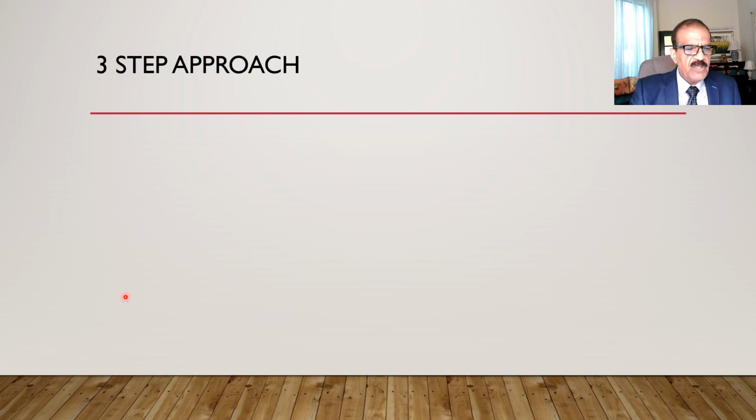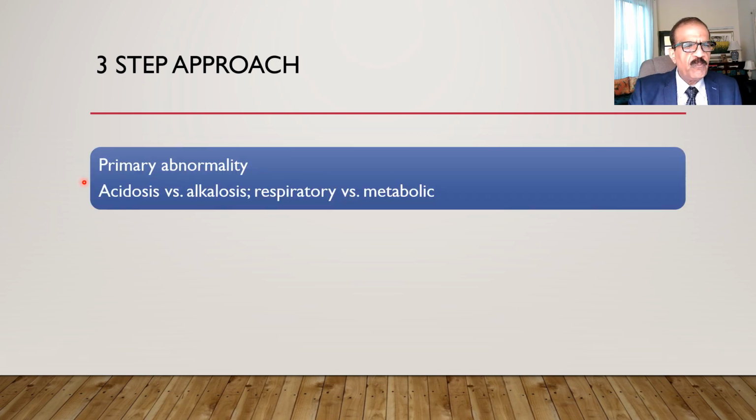Now, this is what I described as a three-step approach. I think you need to learn this three-step approach, and only then you can make some sense of this complex blood test. First is you should be able to figure out the primary abnormality. That means you should be able to figure out if it is acidosis or alkalosis. This can be determined by the pH alone. Then you have to figure out if the disorder is primarily respiratory or metabolic. This would require little expertise, and I'm going to tell you how.